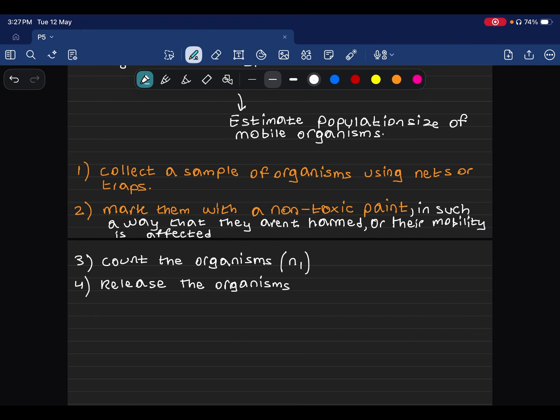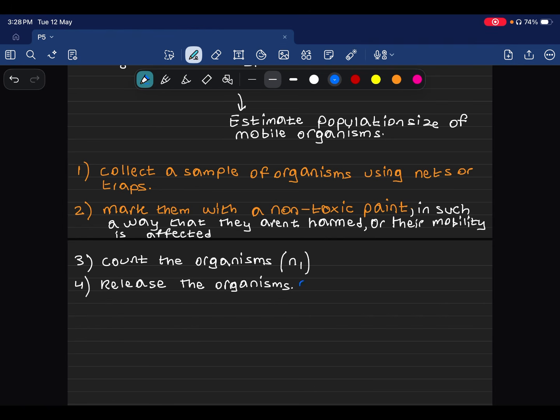And here comes the main part. The thing is, after you have first caught them, you then need to catch them again. But if you caught them and released them, and after 10 minutes you catch them again, aren't you going to catch the same ones which you already marked? Yeah, because they haven't gone a really far distance away from you. So you need to allow a sufficient amount of time for them to mix with their population.